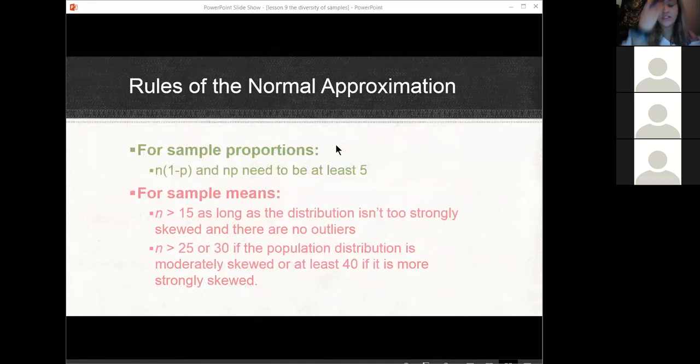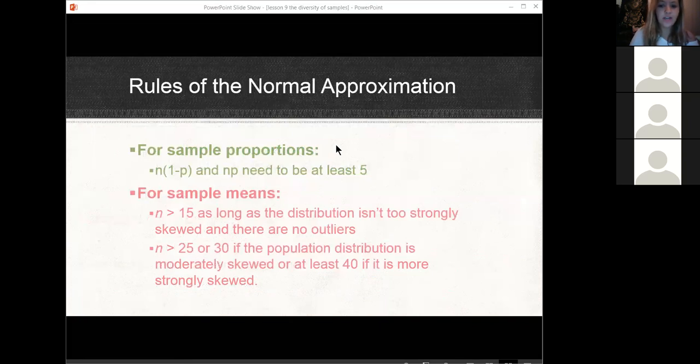So this first one is just saying that n times 1 minus p and n times p have to be at least 5. So that's basically saying if they are, we can go ahead forward and say that this is normally approximated. And all that's basically saying is our successes and failures, because remember our n is our sample size, and then our proportion is technically going to be the amount of successes, so that's why n times p will be our successes, and then n times 1 minus p will be our failures there. So that's all that's saying.